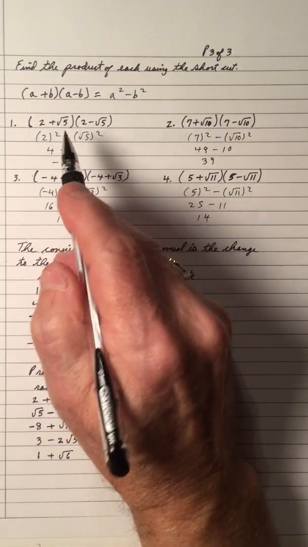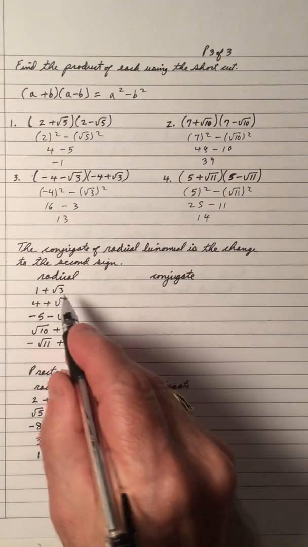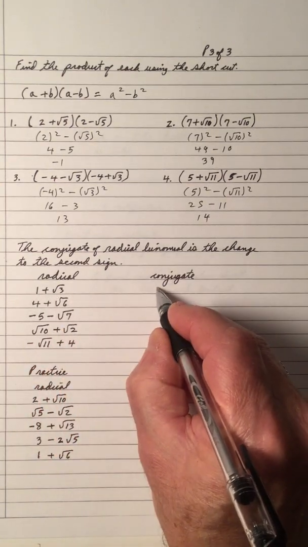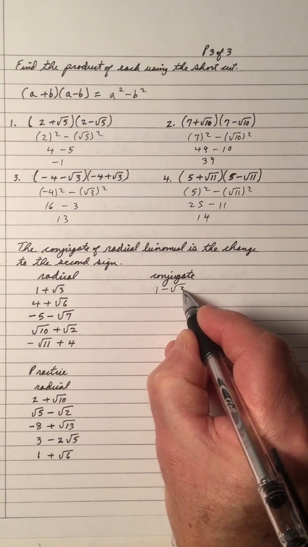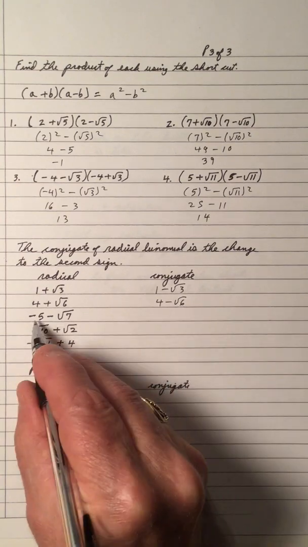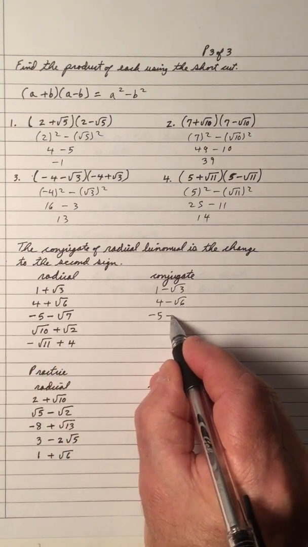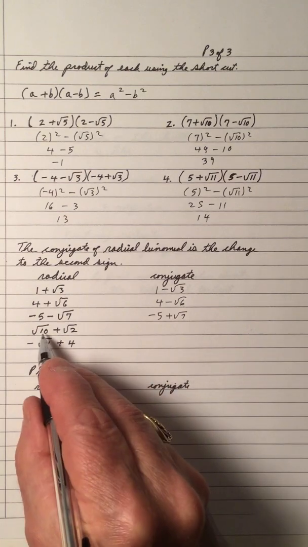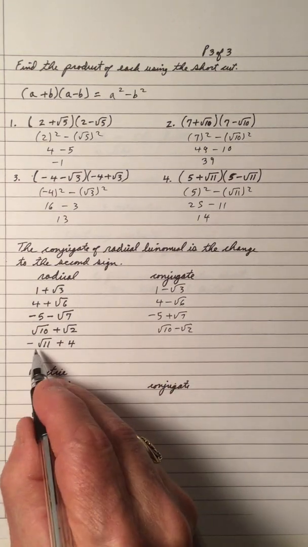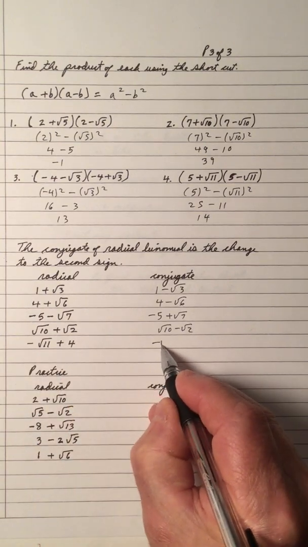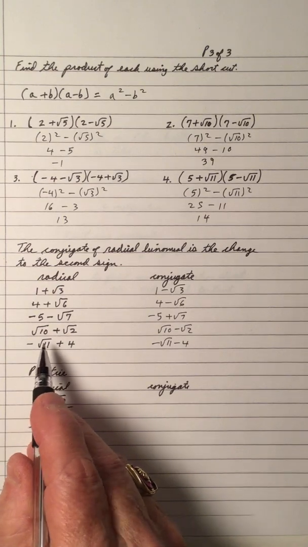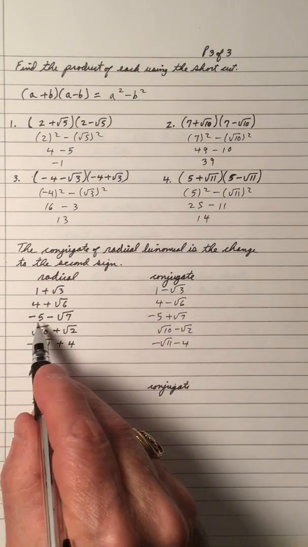Therefore, we can use a shortcut or we can use FOIL. So the conjugate of this radical is to change the second sign. 1 minus root 3. 4 minus root 6. Negative 5 plus root 11. Or this one is root 10 minus root 2. We change the second sign, not the first. Most teachers, in conjugates, will change the second sign, not the first.